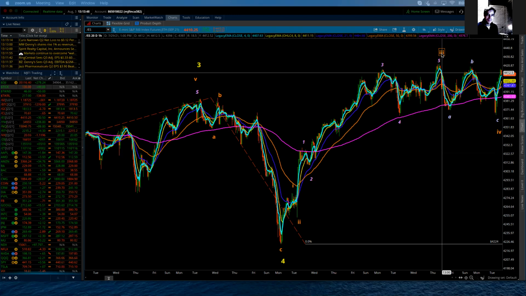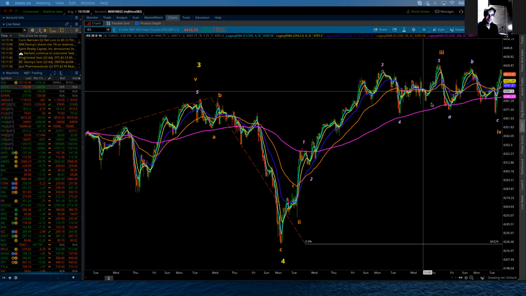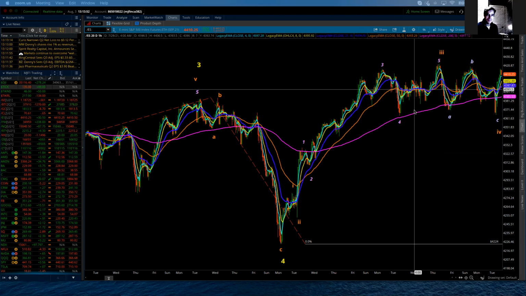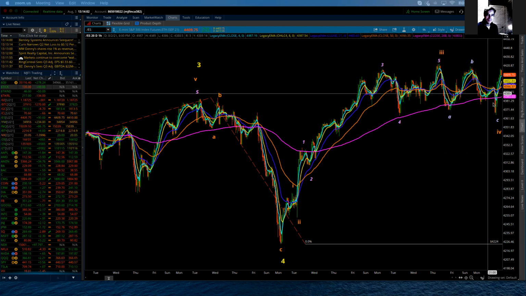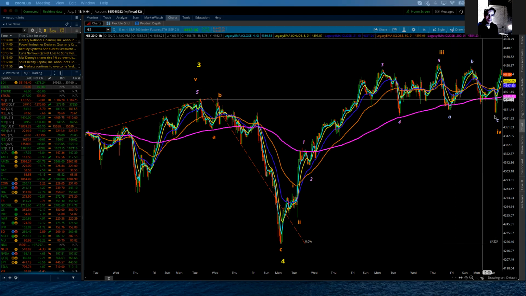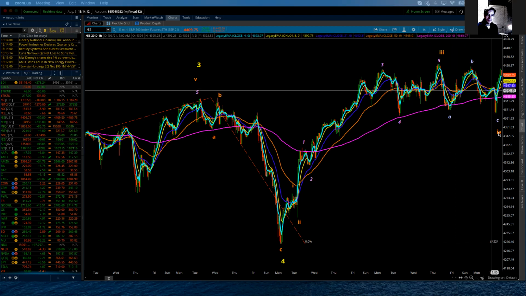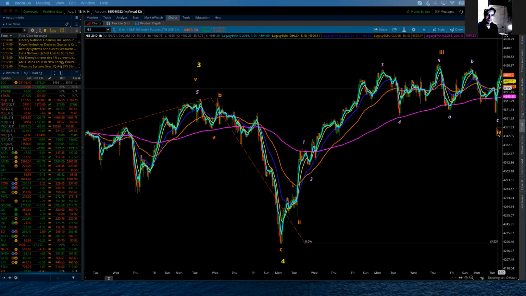It definitely fits better. It is more acceptable to me in terms of the count, in terms of where we are, in terms of what has all taken place, because this is now a very clean ABC down and fits our structure much better. And so I am very happy to have presented the alternate count or the alternate view that I did yesterday.